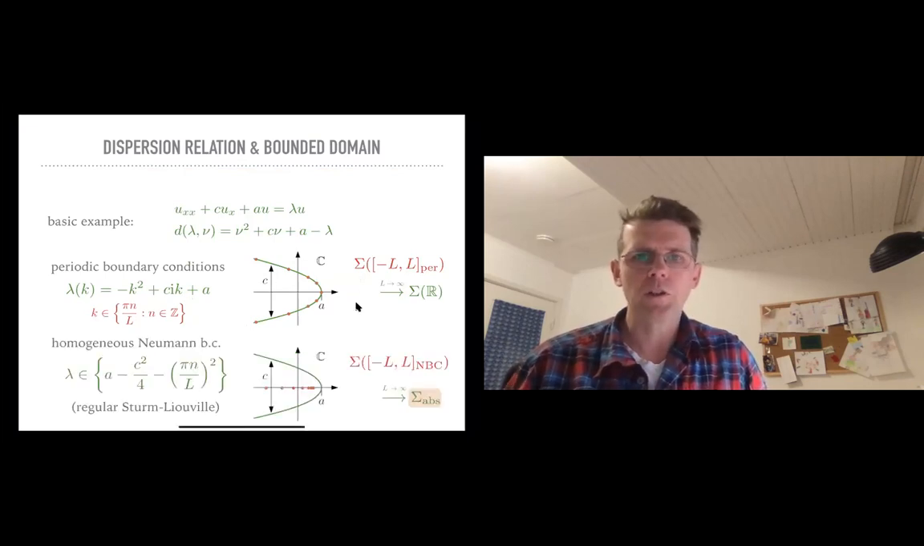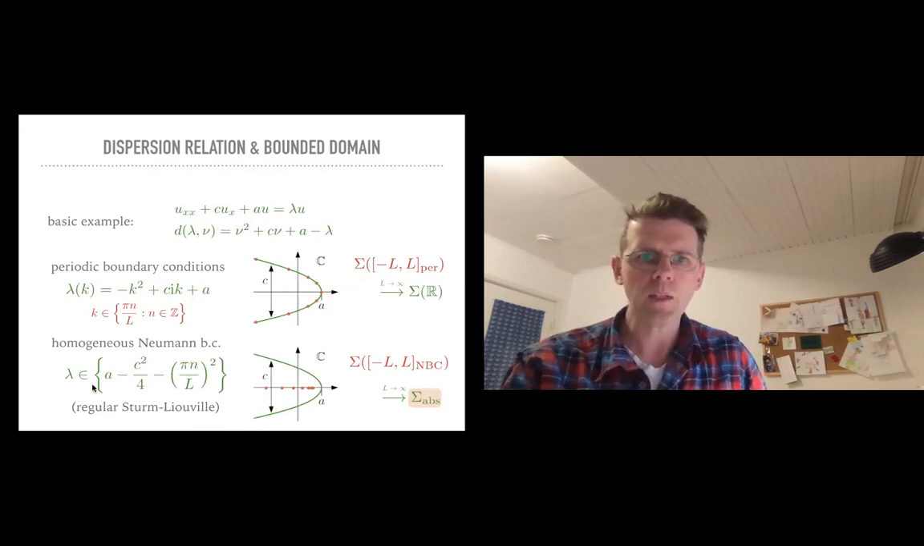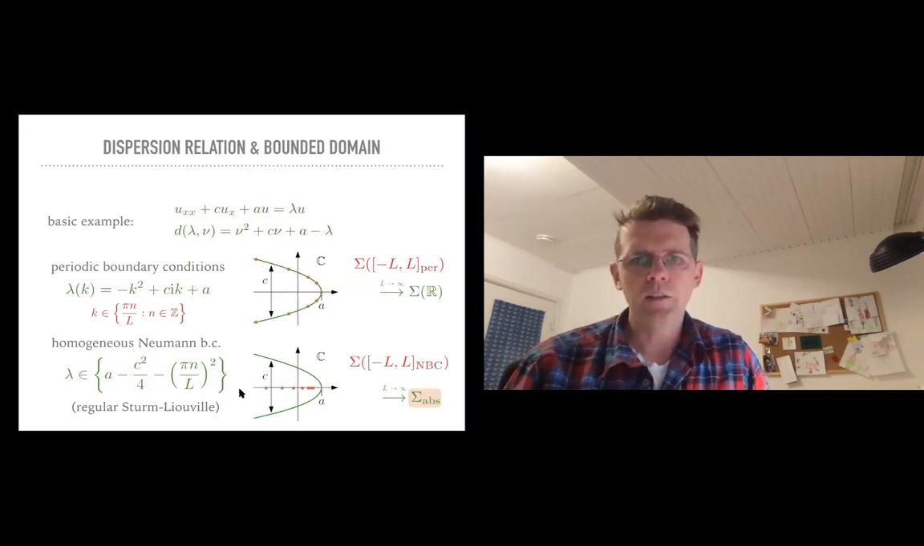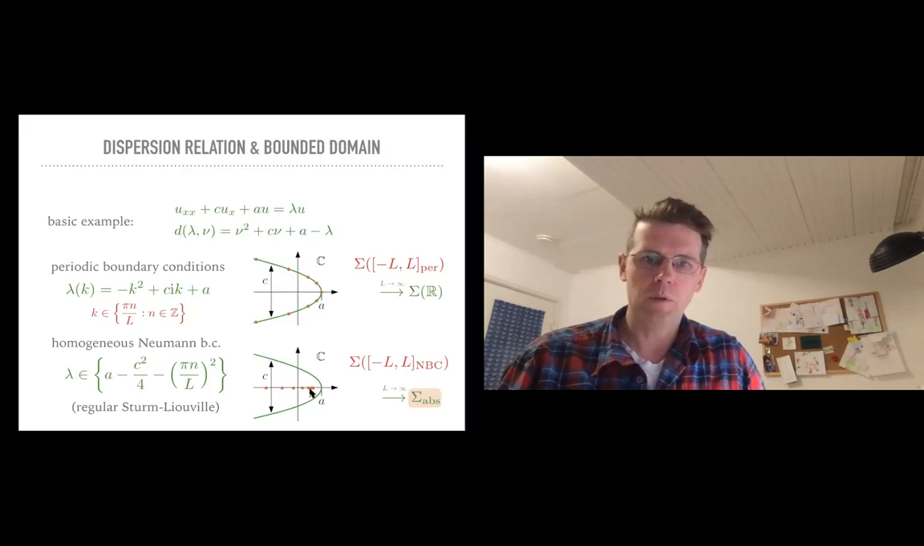Now, for Neumann boundary conditions, the situation is different. Now we have a regular Sturm-Liouville problem, so the spectrum is going to be real. And one can check that it's actually this set here, a minus c squared over 4 minus (pi times n over L) squared, where n is a full number, an integer. And yeah, this is what I just sketched here. We are going to get eigenvalues that lie on such a point set here, which has an endpoint at a minus c squared over 4. And the accumulation at the endpoint is quadratic, but elsewhere it is of order n.